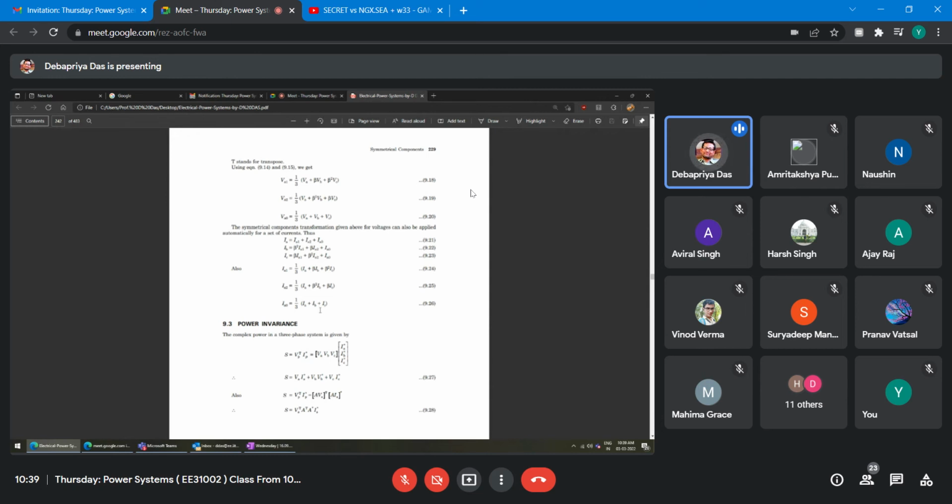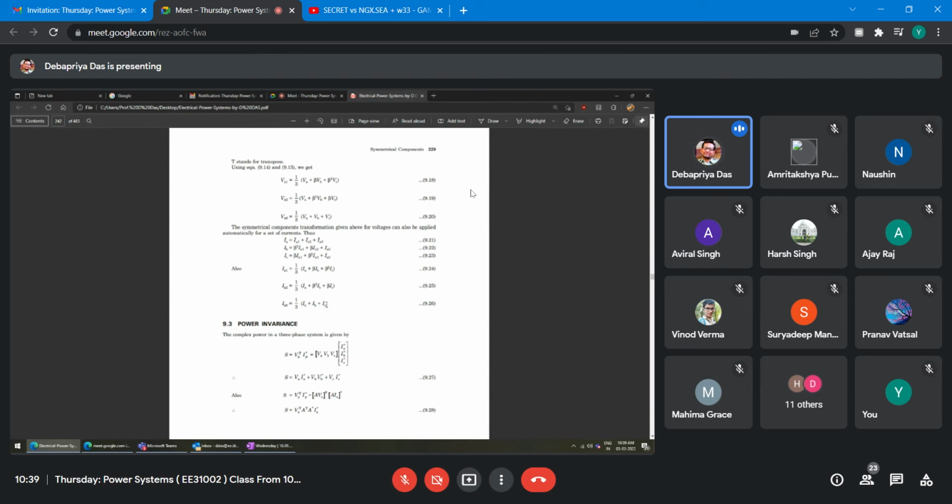If neutral is there, Ia plus Ib plus Ic will be minus of In. In that case, it will be minus In by 3, right? Even in an unbalanced system, Ia plus Ib plus Ic may be 0, or may not become 0 also, due to your numerical values and what type of fault, etc.